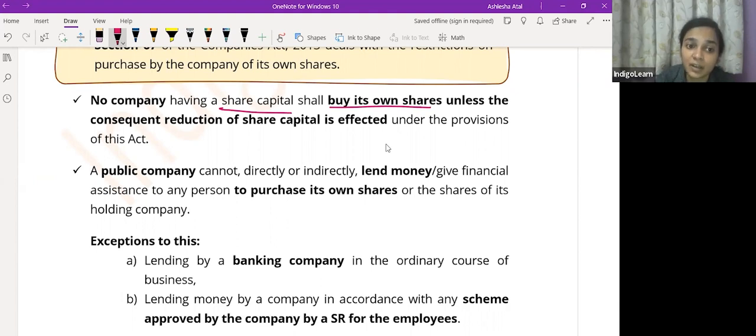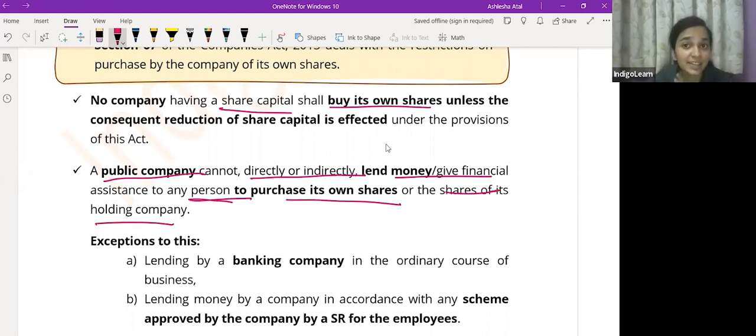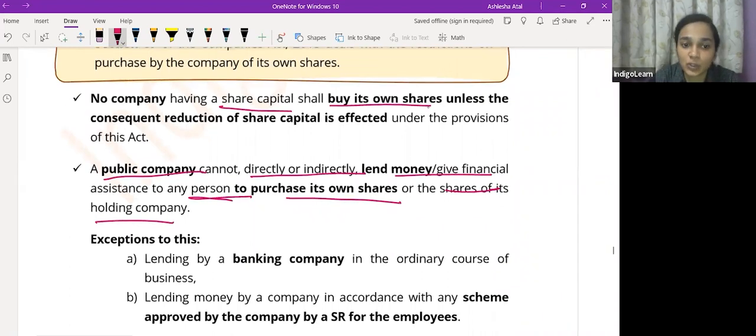Also, a public company cannot directly or indirectly lend or give money or financial assistance to any person to purchase its own shares or shares of its holding company. So company खुद तो purchase कर ही नहीं सकती है खुद के shares, but it can also not provide any financial assistance to any person to purchase its own shares or shares of its holding company. However, there are exceptions to it.